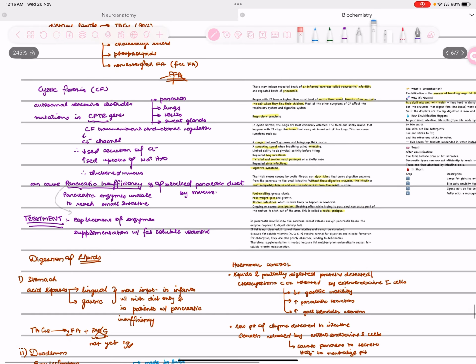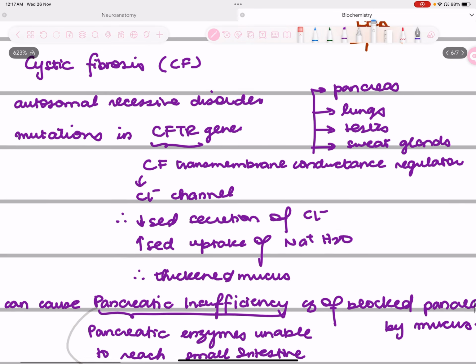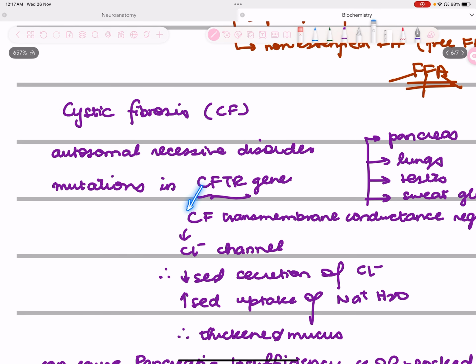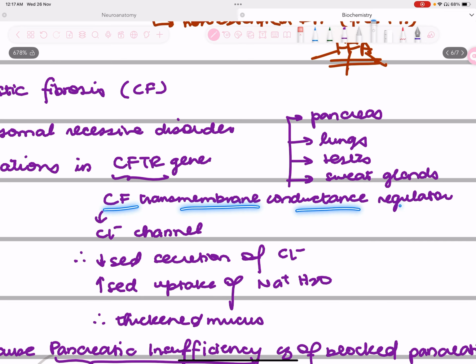Now, before we move on to digestion of lipids and their metabolism, it's very important for us to talk about this disease, which is cystic fibrosis. Cystic fibrosis is an autosomal recessive genetic disorder. Why does it develop? It develops because of mutations in the CFTR gene, which stands for cystic fibrosis transmembrane conductance regulator gene.